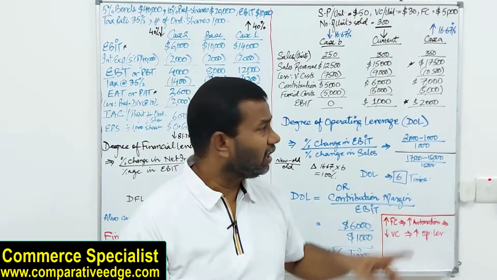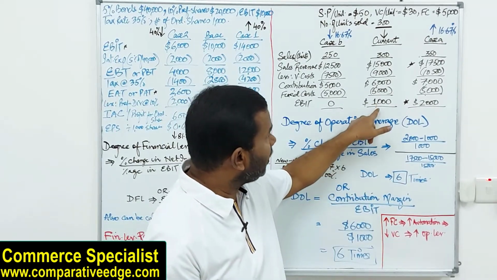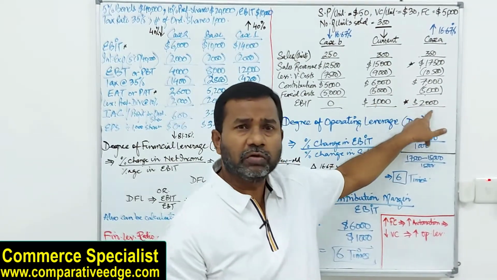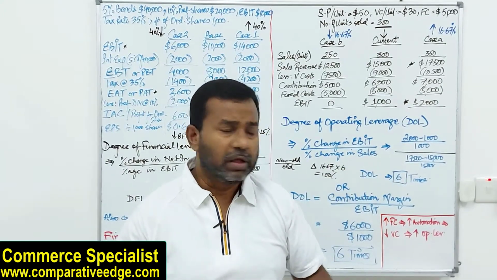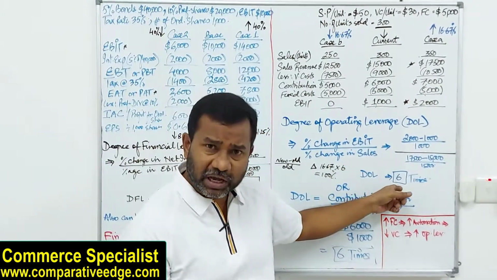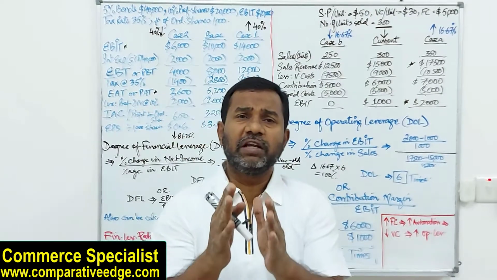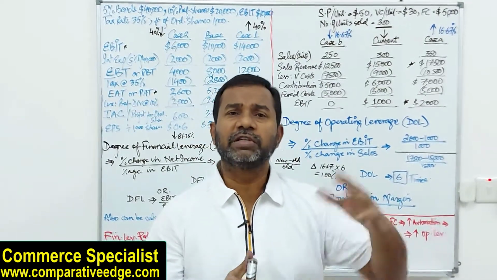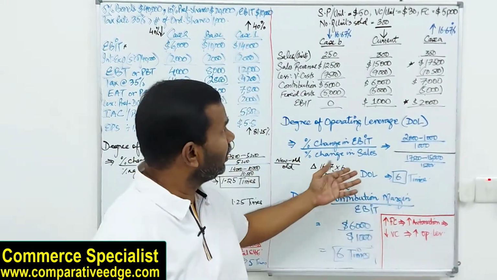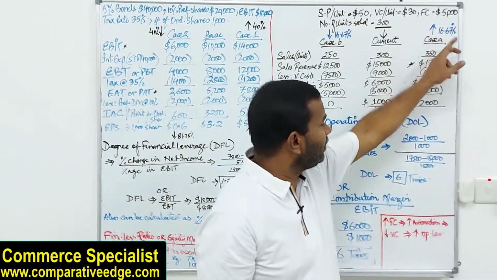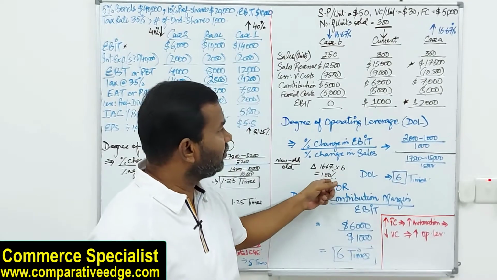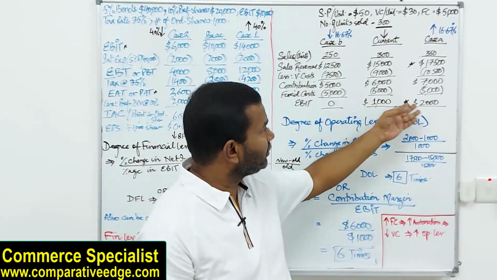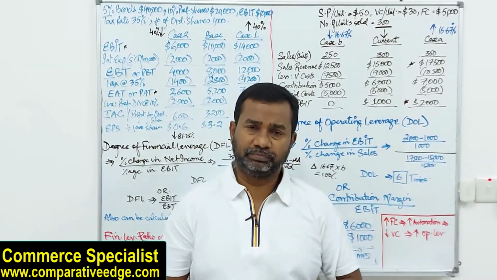How to prove it? Have a look at this. From 1000, it has become 2000, a 100% increase. So if the degree of operating leverage is 6 times, that means for every single percentage increase in sales, the EBIT will increase 6 times. And it is proved here. Sales is increasing 16.67, you multiply by 6, you get 100%. 2000 is 100% of 1000.